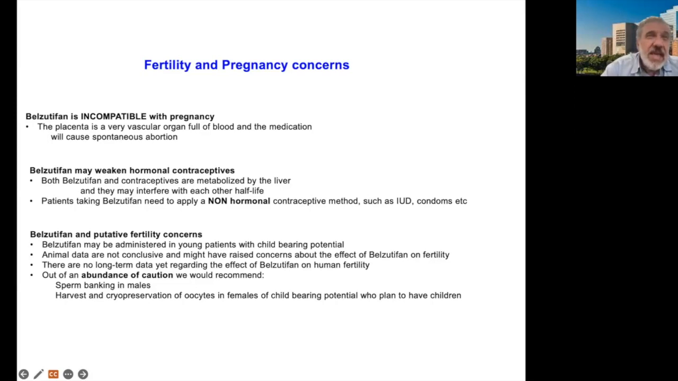There was some hint of evidence that sperm counts may go down in animal models. There is some biology that says that the eggs in women are supported by HIF. I cannot say in all honesty that I have very strong evidence that it affects fertility, but out of an abundance of caution and out of respect for the people who will take the medication, they're young, and I don't want them to lose their possibility to have kids, I always advise my male patients to do sperm banking and the female patients to cryopreserve eggs.